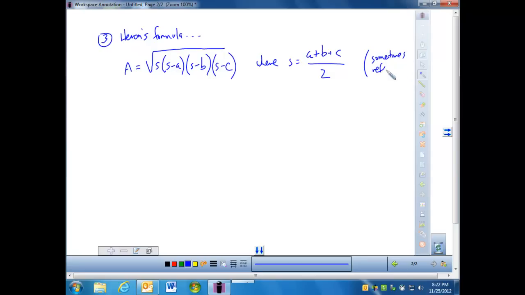And this formula is in your blue sheets. You can always refer back to that if you forget it. Now what I want to do right now is see how we get this. How do you get this formula that looks so different than anything that we've ever seen before with triangle area?